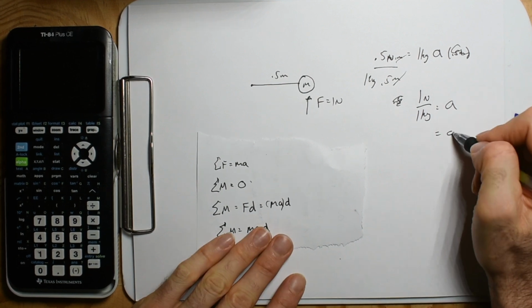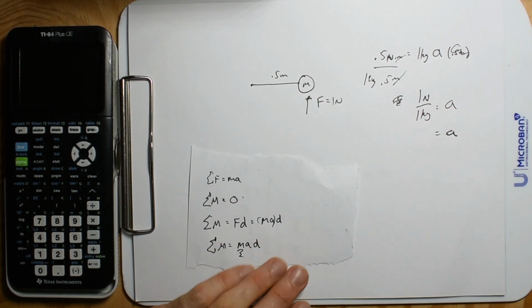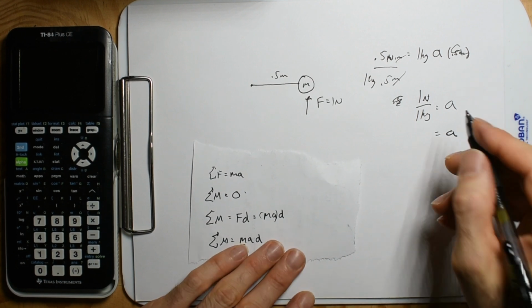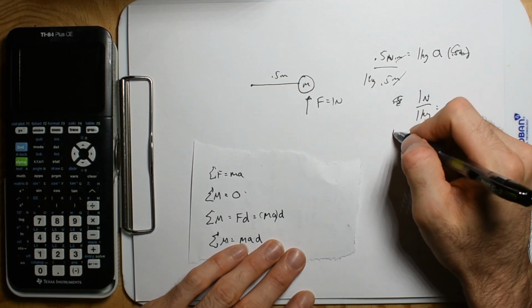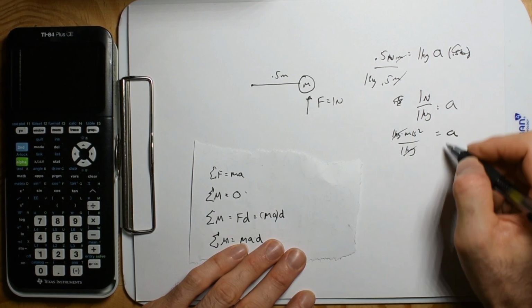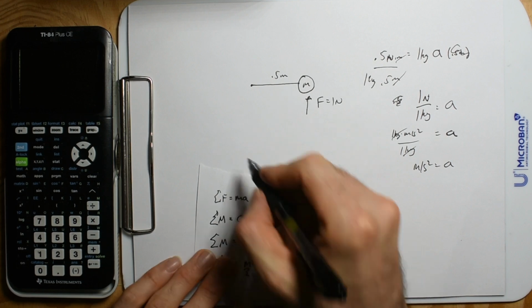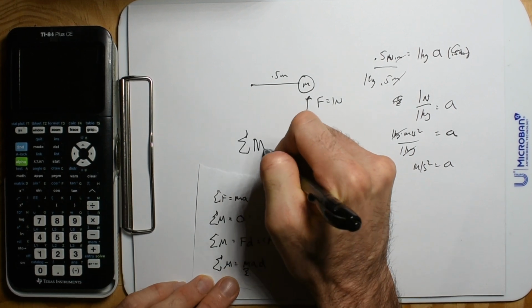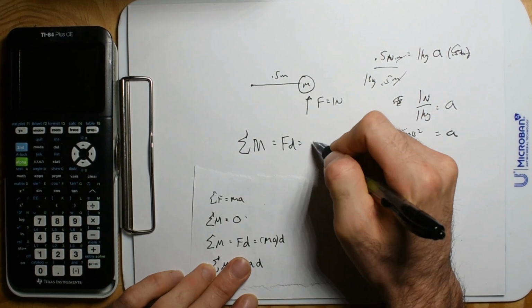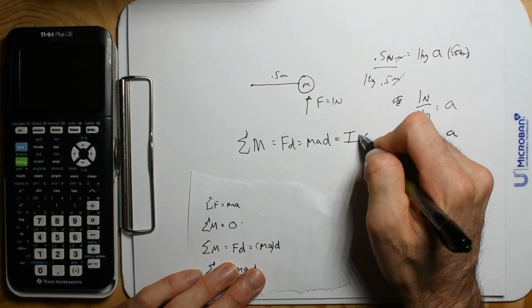And we just did this, and we see that 1 Newton is 1 kilogram meter per second squared divided by 1 kilogram, and we have meters per second squared. So I guess you're going to say that sum of the moments is equal to force times distance is equal to mass times acceleration times distance, but now it's equal to I alpha.